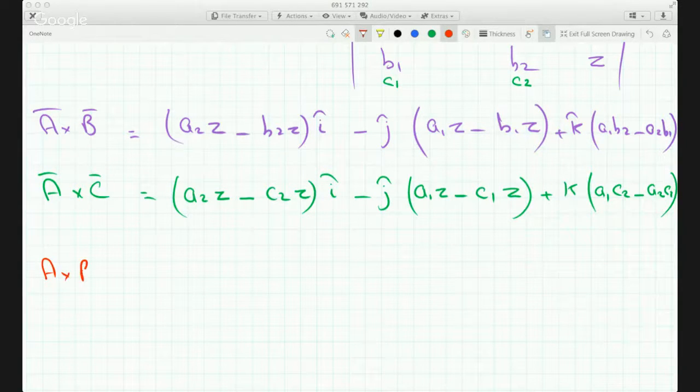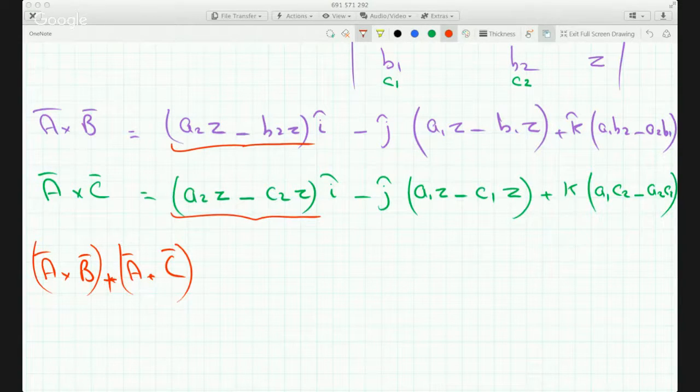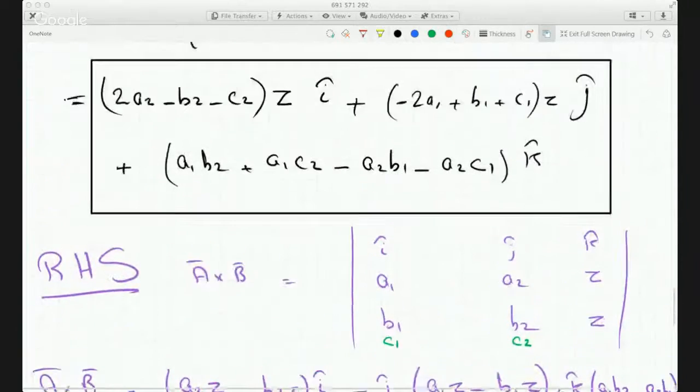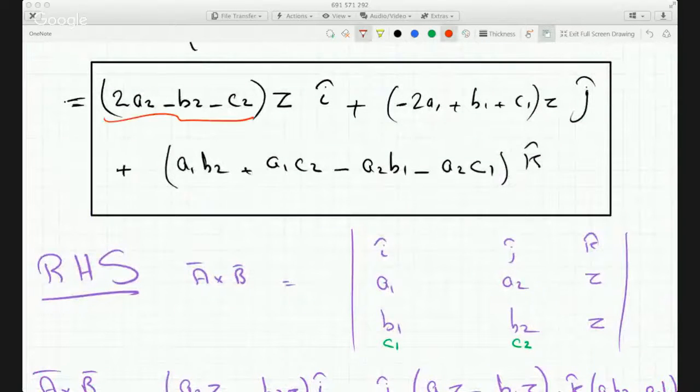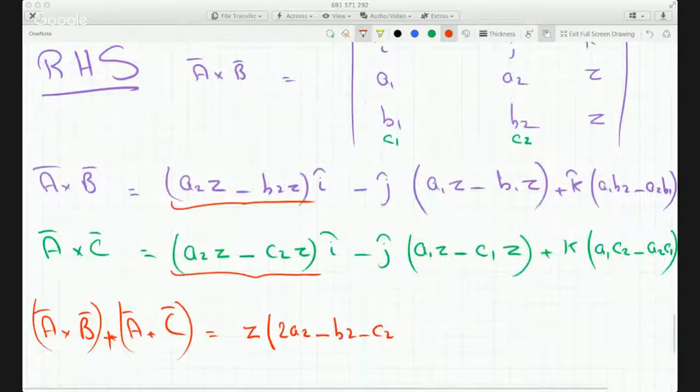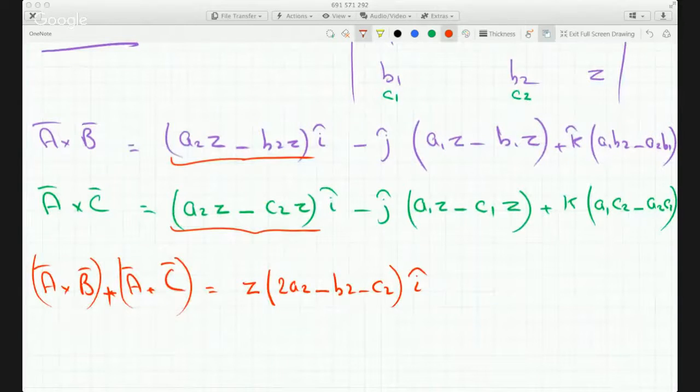So a cross b plus a cross c. So these are two vectors. We add them like we add vectors. So we will add the i component with the i component. And notice that z is the same in both of them. So if we factor out the z, we will get 2a2 minus b2 minus c2. Exactly the same thing as this component on the left-hand side. And that's the ith component.